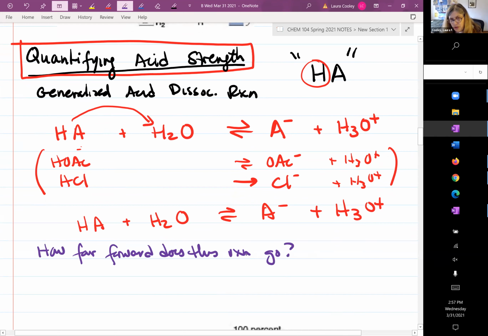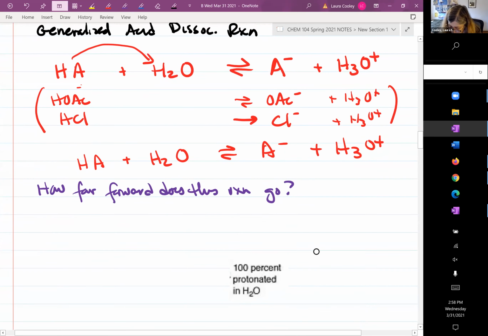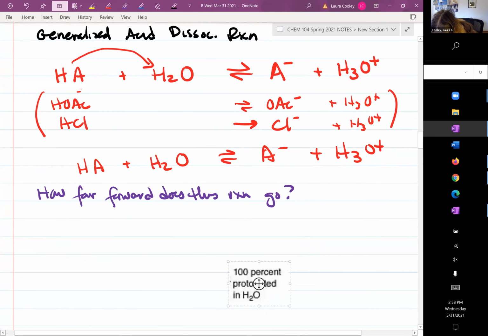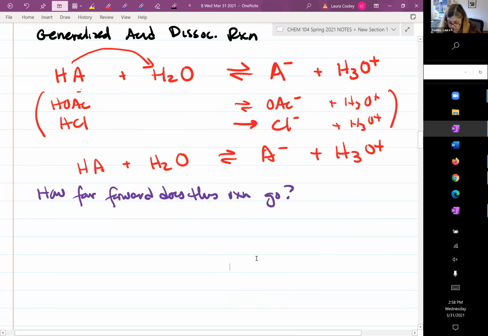The further it goes to the right, the stronger the acid is. And what number do we know that characterizes how much an equilibrium goes to the right? That number is the equilibrium constant. Okay, let me get rid of this. So how far forward does this reaction go?